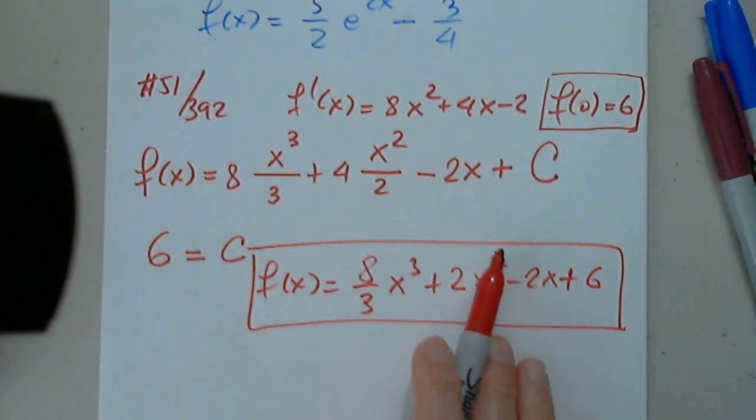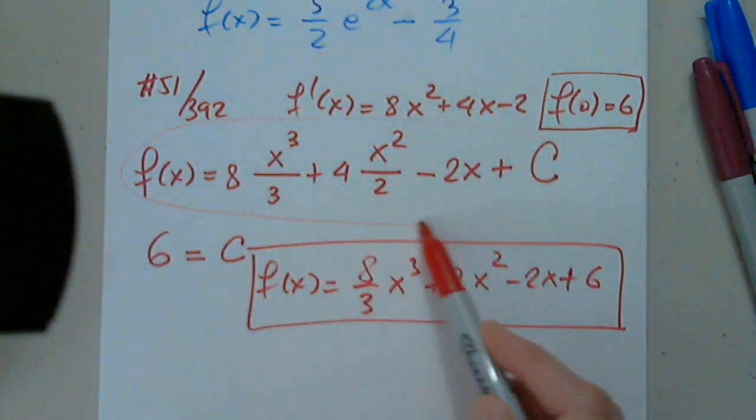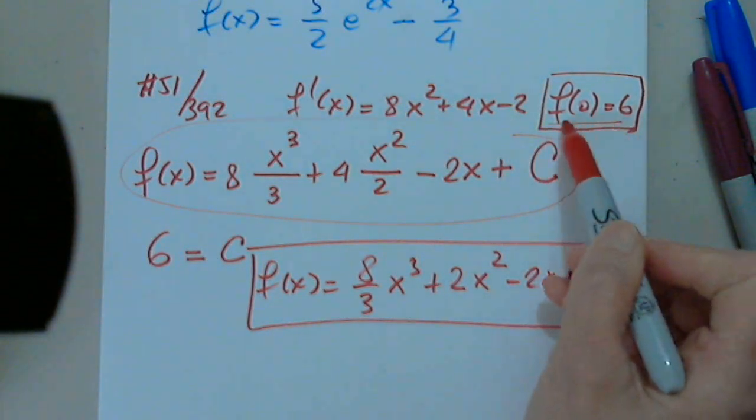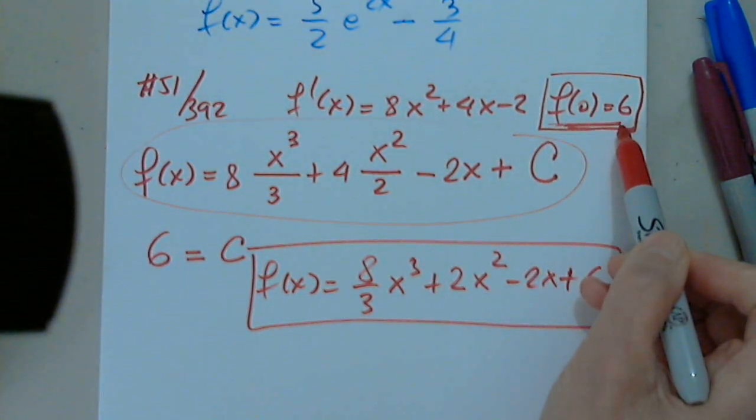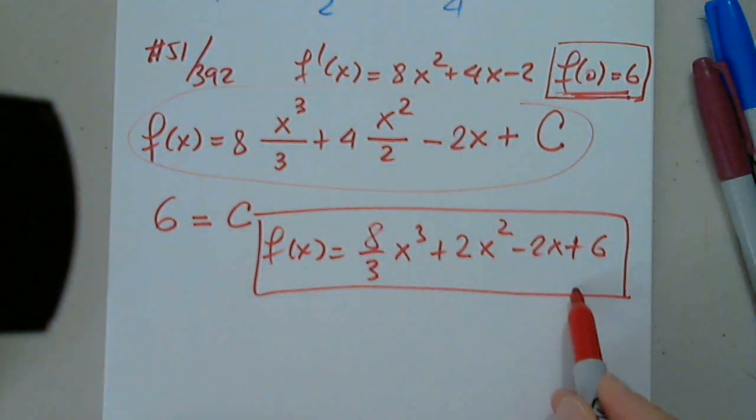This is no longer a family of functions. This is a family of functions, but only one function fulfills this condition. And this is it. Okay, I would like now to look at a word problem, and then we'll come back to that symbol.